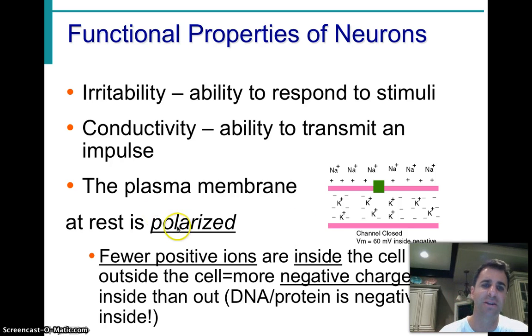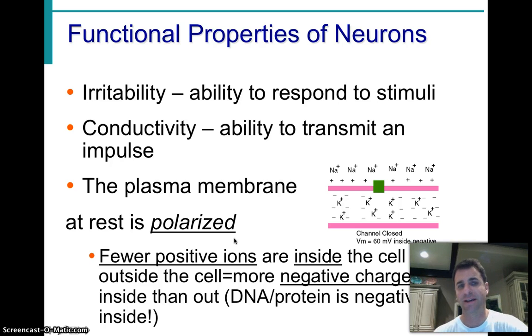At rest, we say that the neuron is polarized. Something that is polarized has an imbalance of charge. So you have north and south pole, or the differences in poles on a magnet. Polarized means differences in charge. And what you see in a neuron is that at rest, the outside is positively charged and the inside is negatively charged. And we'll talk in a second about why.